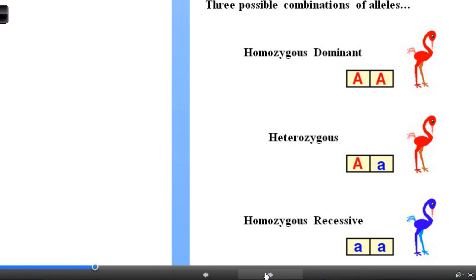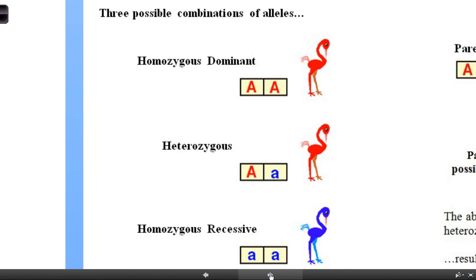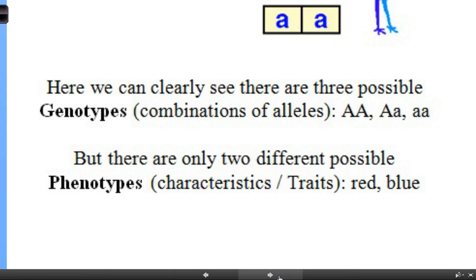So, three different genotypes here. Genotypes, the combinations of alleles: big A big A, big A little a, and little a little a. And two phenotypes, physical characteristics, the red and the blue. All right.